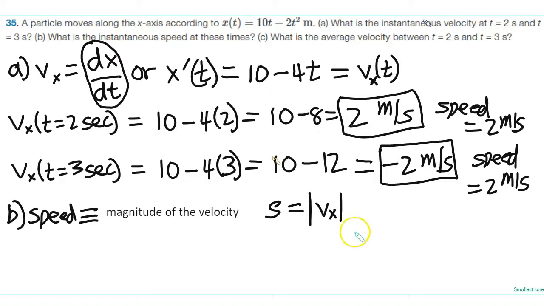Okay? So, I think we've got that taken care of. Let's look at part C. Part C, what is the average velocity between 2 and 3 seconds? Well, let's write this down.